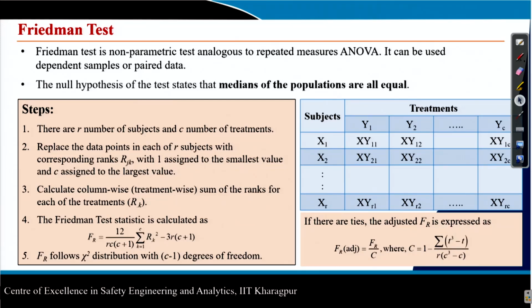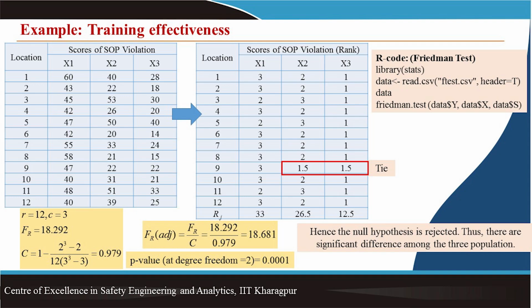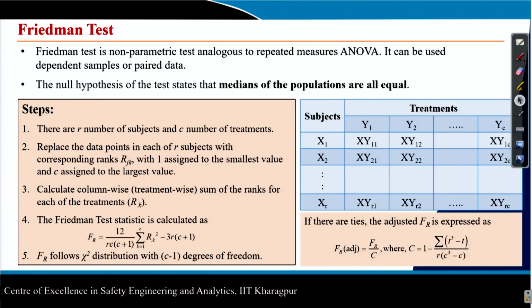test. It is used for dependent variable paired data. So, the Friedman test is analogous to repeated measures ANOVA, and again the paired data case, dependent sample or paired data case, similar to the repeated measures ANOVA that you have seen earlier.